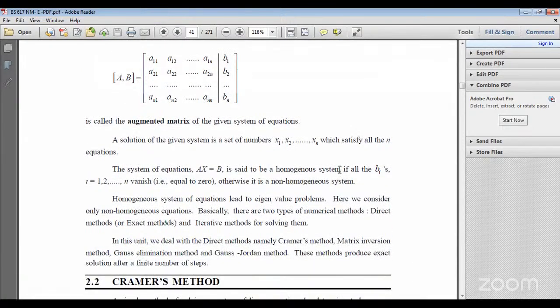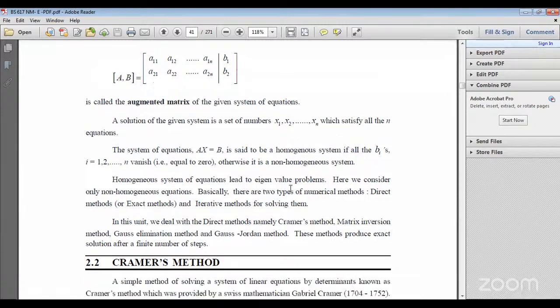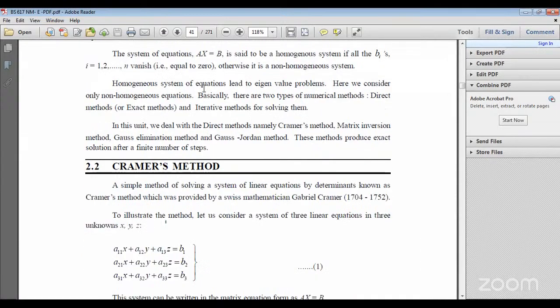The system of equations AX equals B is said to be a homogeneous system if all the bi for i equal to 1 to n vanish; otherwise it is a non-homogeneous system. In this unit, we deal with the direct methods, namely Cramer's method, matrix inversion method, Gauss elimination method, and Gauss-Jordan method. These methods produce the solution. Any doubts? Ask me.